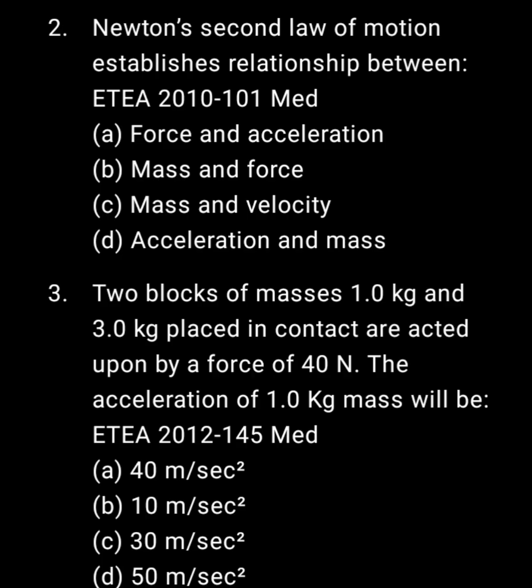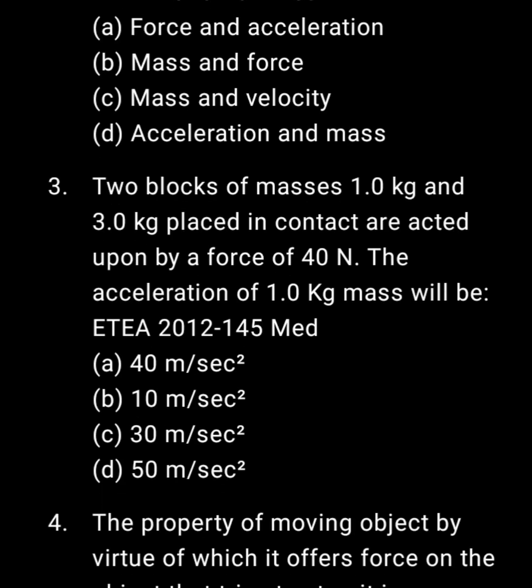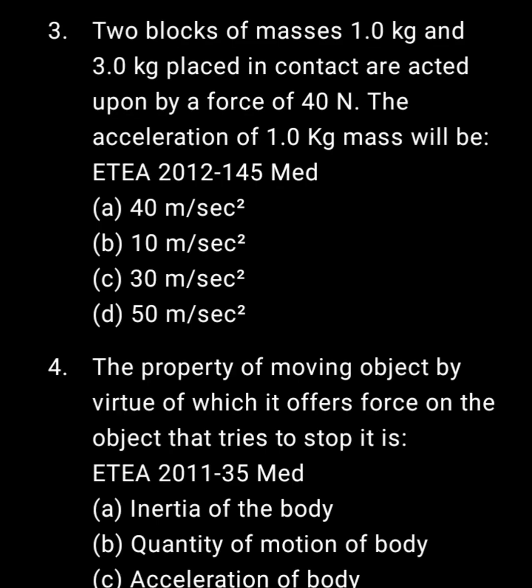D. Acceleration and mass. 3. Two blocks of masses 1.0 kilograms and 3.0 kilograms placed in contact are acted upon by a force of 40 N. The acceleration of 1.0 kilograms mass will be ETA 2012-145 med. A. 40 meters per second squared. B. 10 meters per second squared. C. 30 meters per second squared. D. 50 meters per second squared.